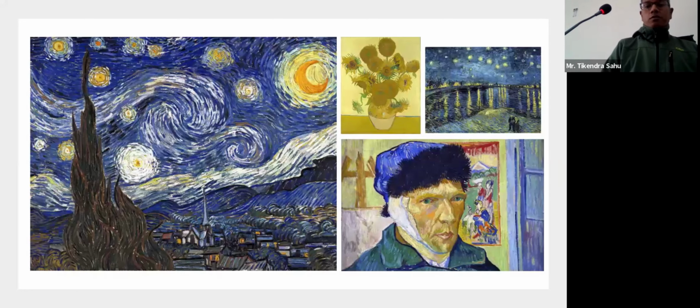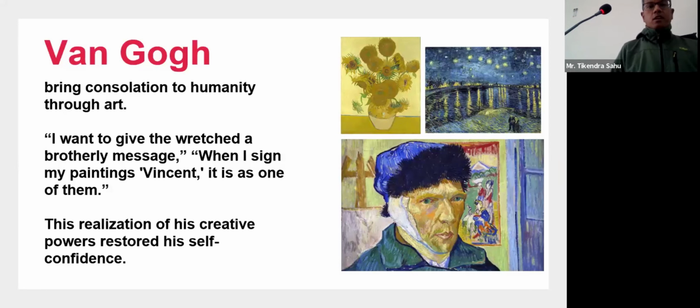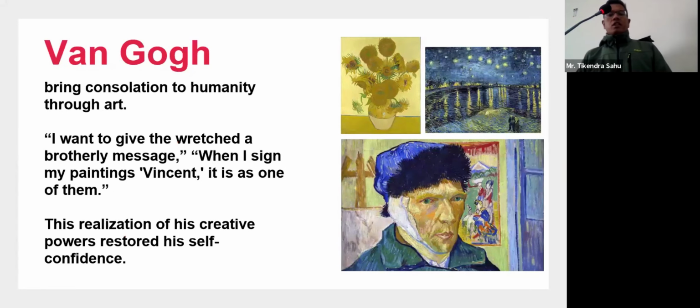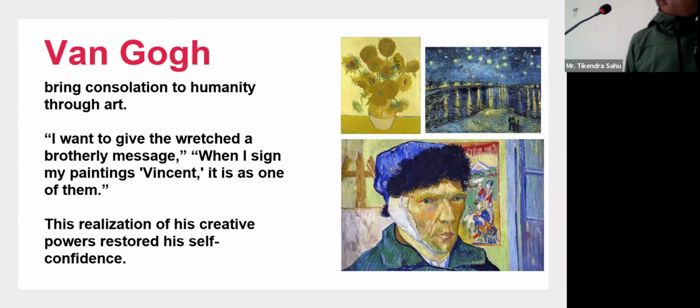Also Van Gogh, he brings consolation into humanity through art. However, Van Gogh was so committed to his artwork that he became depressed. And eventually he cut one of his ears off and made a self-portrait. You see it on the bottom. Because he was so committed to what he believed in, he became depressed.